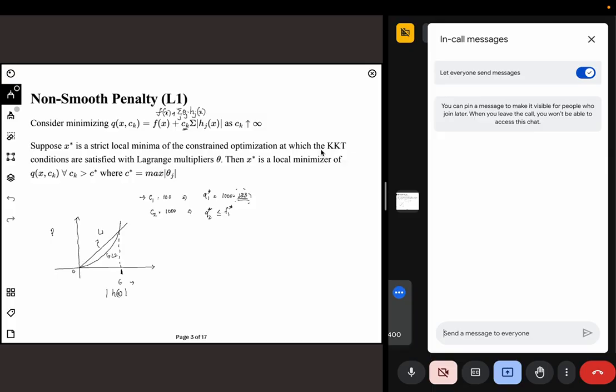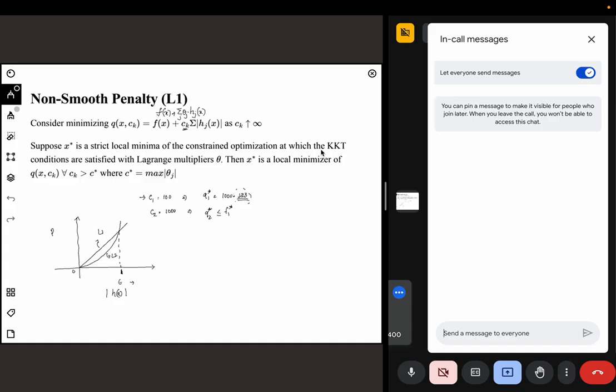Here there is no extra h of x. So we can have a finite value of ck and still get the solution. But then the value of ck that we are going to get here is still higher. We cannot know what the value is beforehand itself.